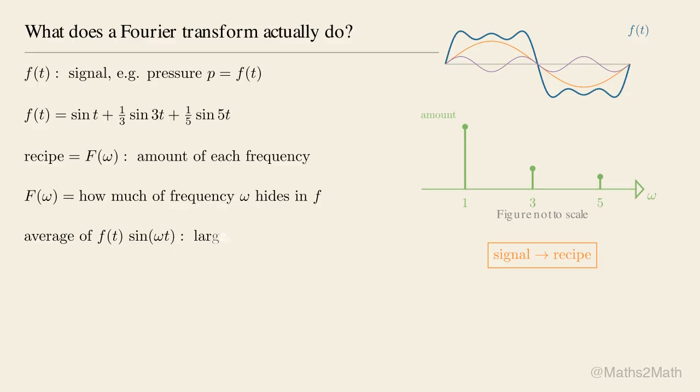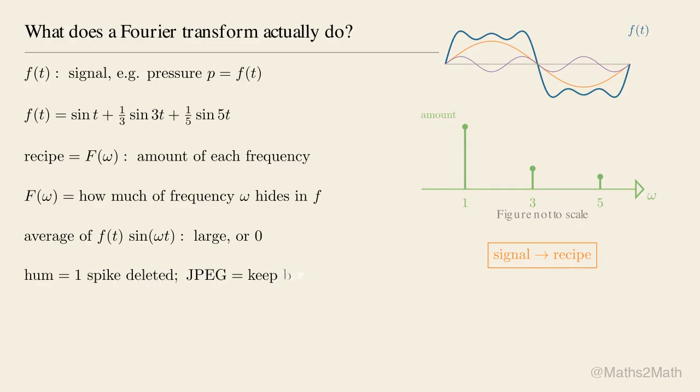How does it find them? Multiply the signal by a probe wave and average. If that frequency lies inside, products reinforce, a large average. If not, ups and downs cancel to 0. Sweep all frequencies, that is the transform.